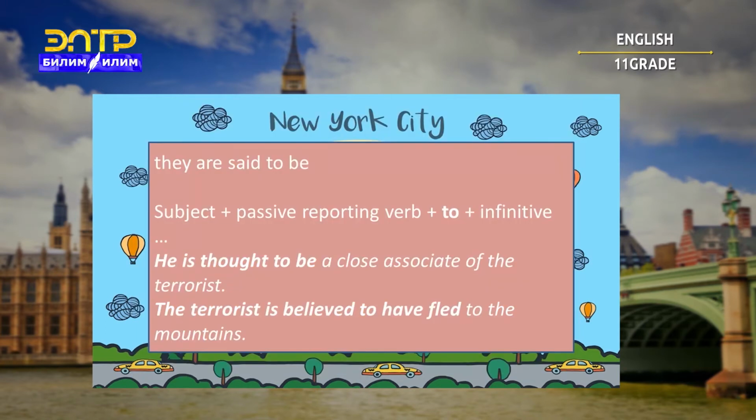They are said to be. Subject plus passive reporting verb plus to plus infinitive. For example, he is thought to be a close associate of the terrorist. The terrorist is believed to have fled to the mountains.